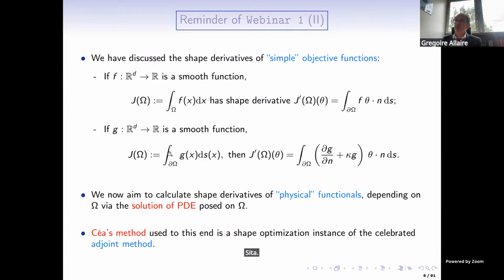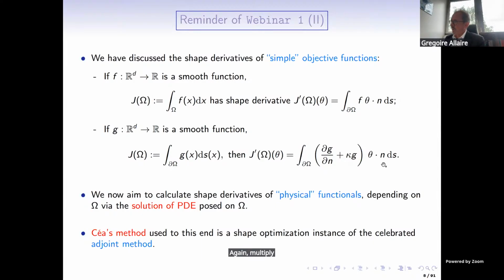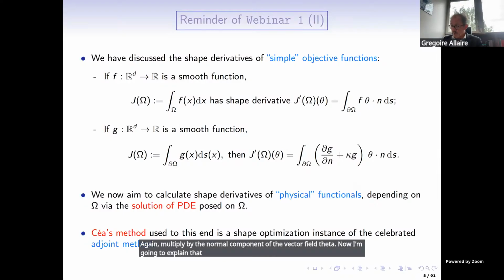The second example is now a boundary integral on the boundary of omega of again a fixed smooth function j, and then the shape derivative in the direction of theta is simply again the integral on the boundary of omega of the normal derivative of g plus the mean curvature kappa times g, again multiplied by the normal component of the vector field theta.